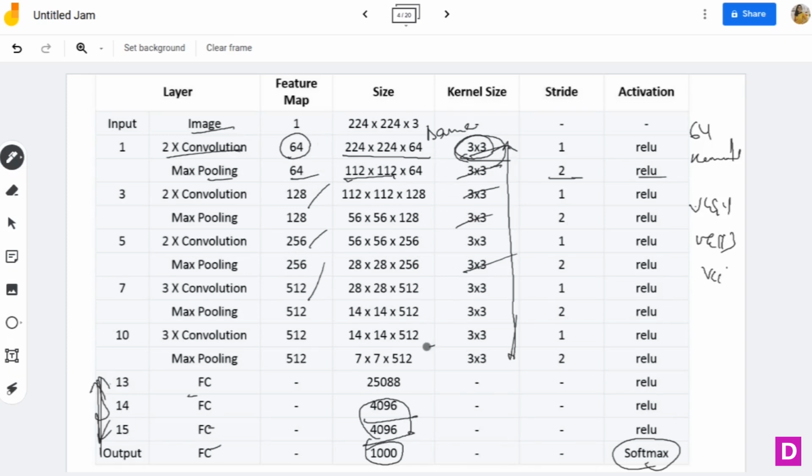It also gave a very good structure if you see. It starts with 224 and then it drops one by one. It just goes half, so it's pretty easy to learn, and the feature maps also increase in the power of 2.